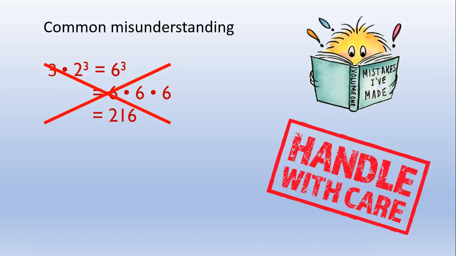If we think about 3 times 2 to the 3rd power, that means 3 times 2 times 2 times 2, not 6 times 6 times 6. So 3 times 2 to the 3rd power is really equal to 24. The mistake was made in thinking that we should multiply the 3 times 2 before we apply the exponent. You might be reminded here of order of operations, which says we need to apply exponents before we apply multiplication.